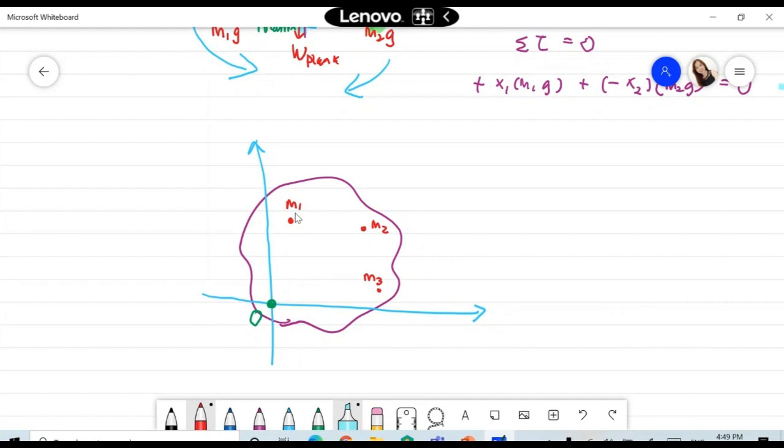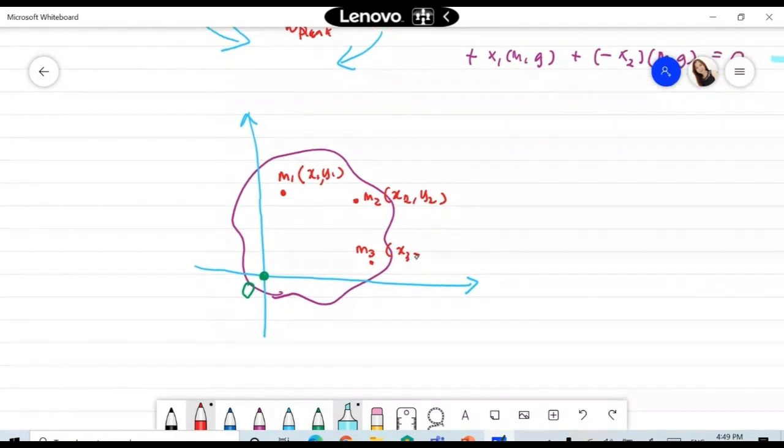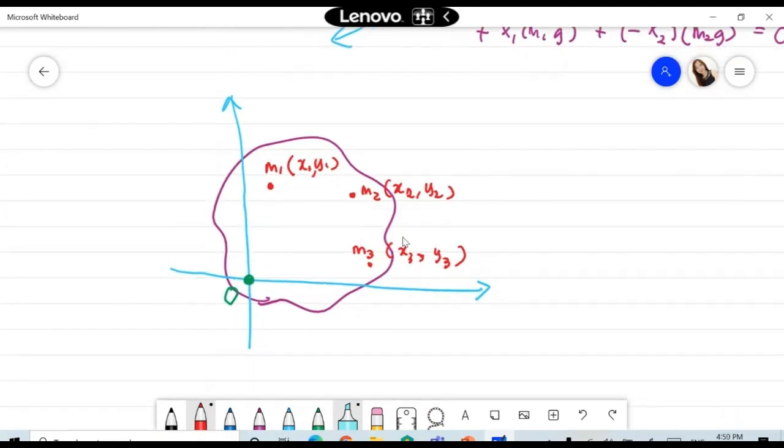The location of M1 will be x1, y1. The coordinate of M2 is x2, y2. The coordinate of M3 is x3, y3. Okay, these are the coordinates for the system or for the object. Of course, this object consists of more than 3 particles. I just simplify the object to make it 3 particles. These 3 particles contribute to the object, which has an unknown shape.